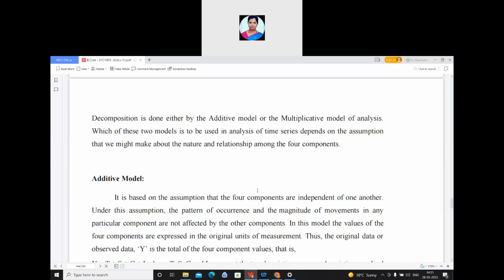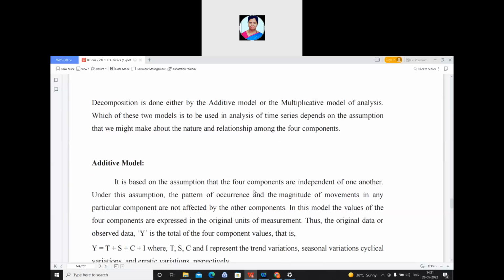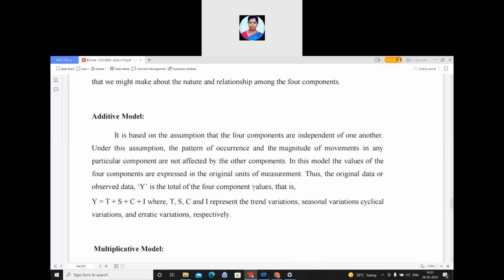The first model we will see is the additive model. So what is this model? It is based on the assumption that the four components are independent of one another. Under this assumption only we are proceeding. So the pattern of occurrence or magnitude of movements in any particular component is not affected by other components. In this model, the four components are expressed in the original units of measurement.